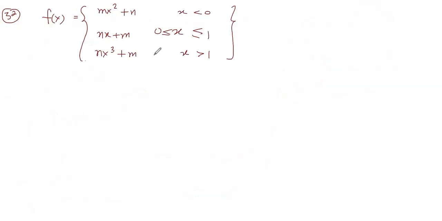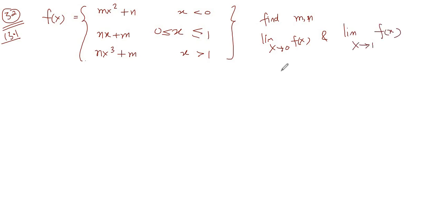Let's do the next one. This is question number 32 from 13.1. They are asking to find m and n for which both limits exist. The limit as x tends to 0 will exist and the limit as x tends to 1 will exist. So for that we have to find the values of m and n. We know if the limit exists, LHL should be equal to RHL.